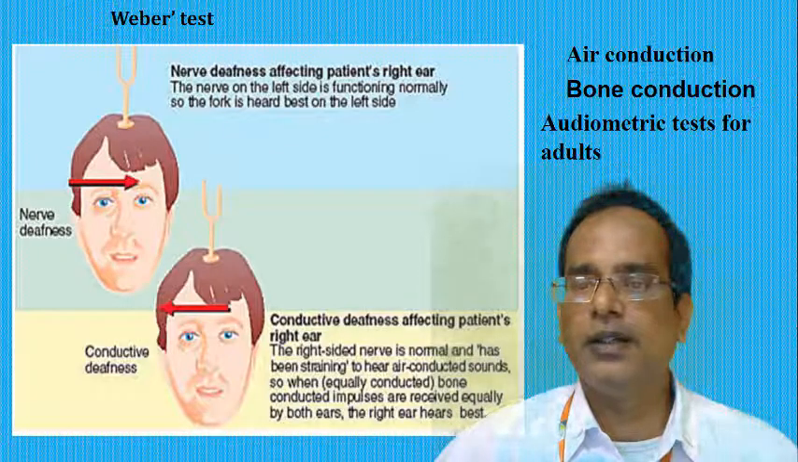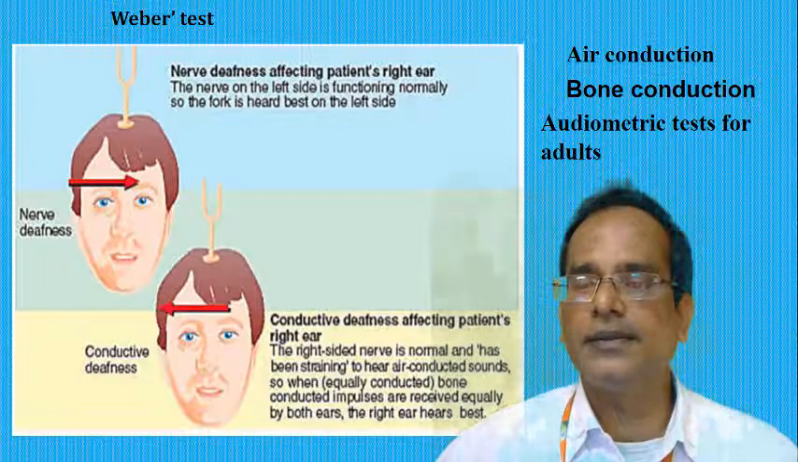So in the Weber test, a vibrating tuning fork, either 256 or 512 Hz, is placed in the middle of the forehead, equidistant from the patient's ears. The patient is asked to report in which ear the sound is louder. In a normal patient, the sound is heard equally loud in both ears.